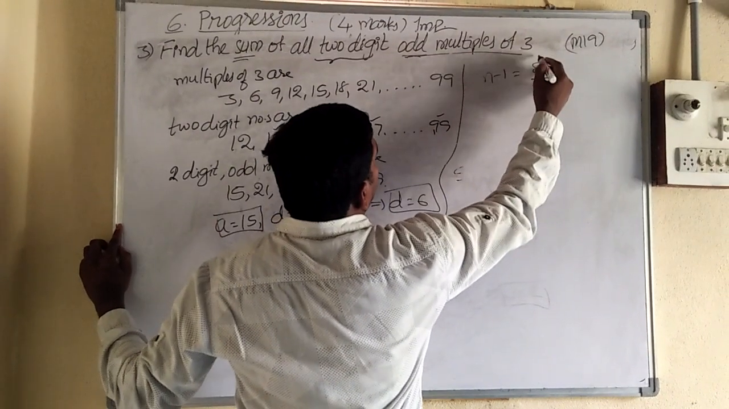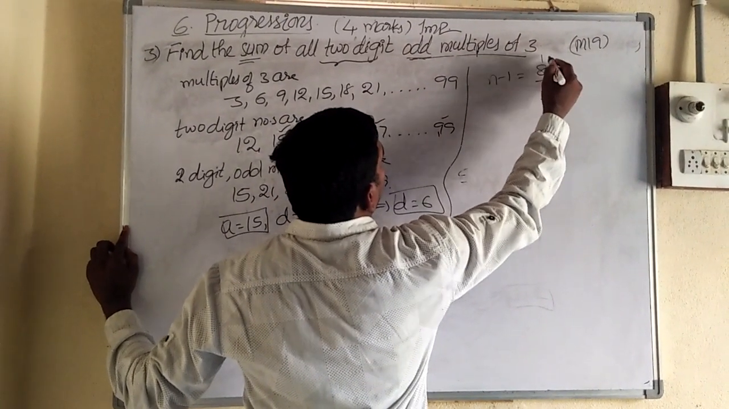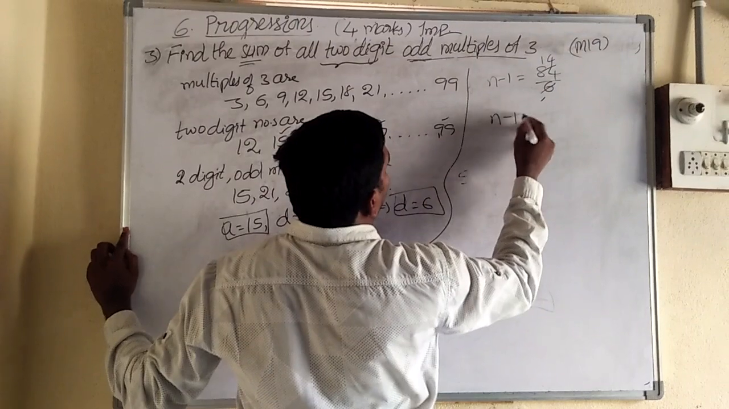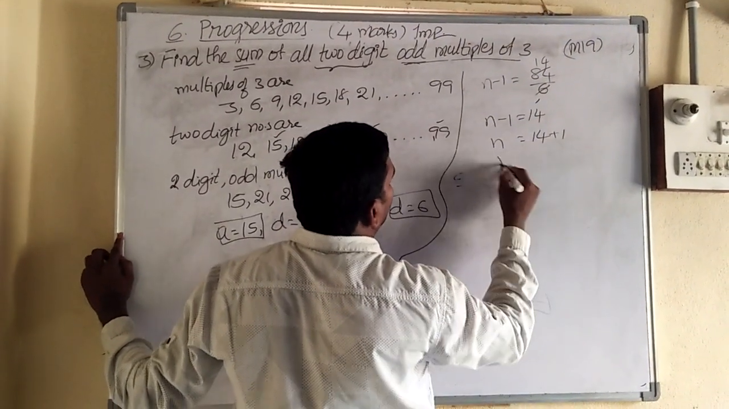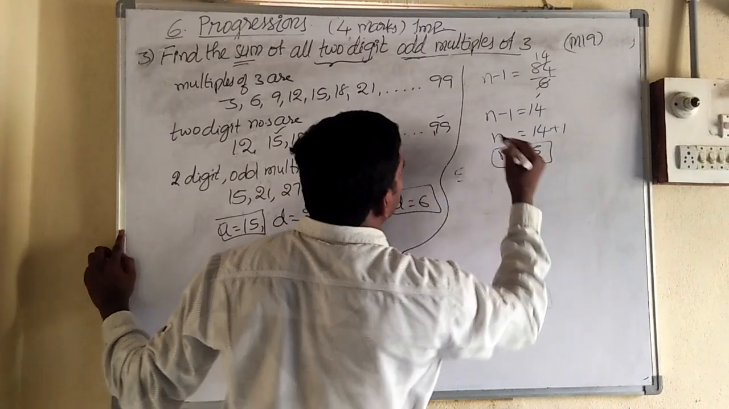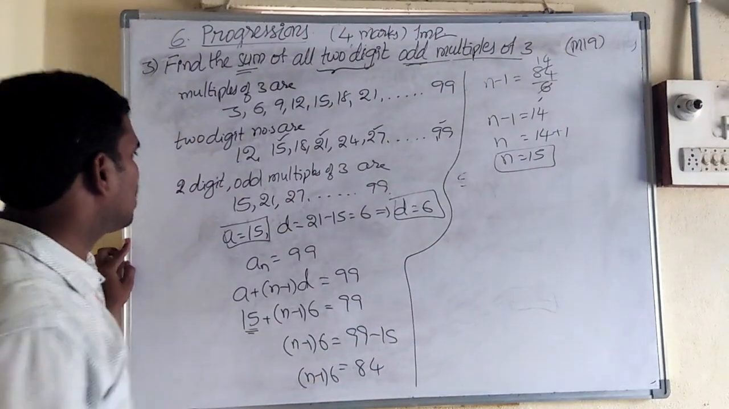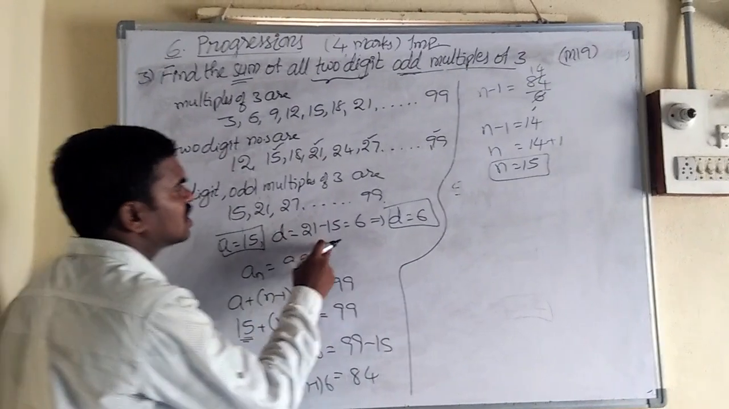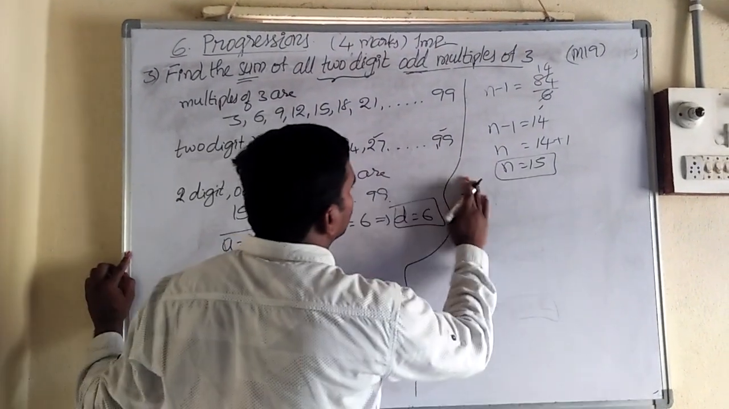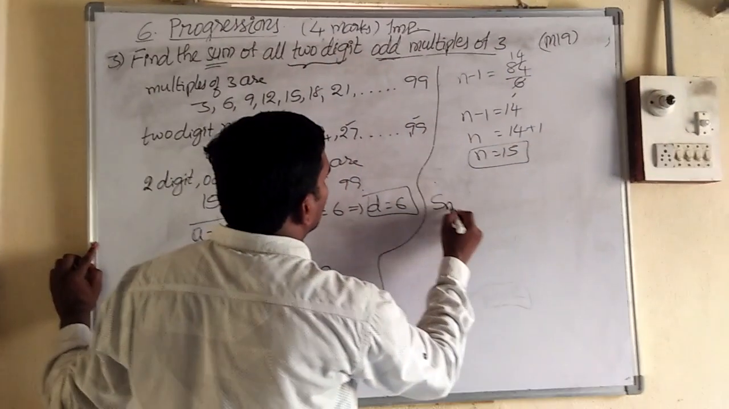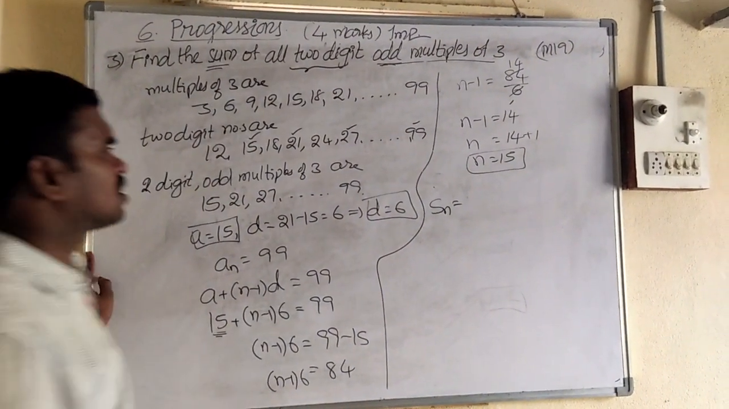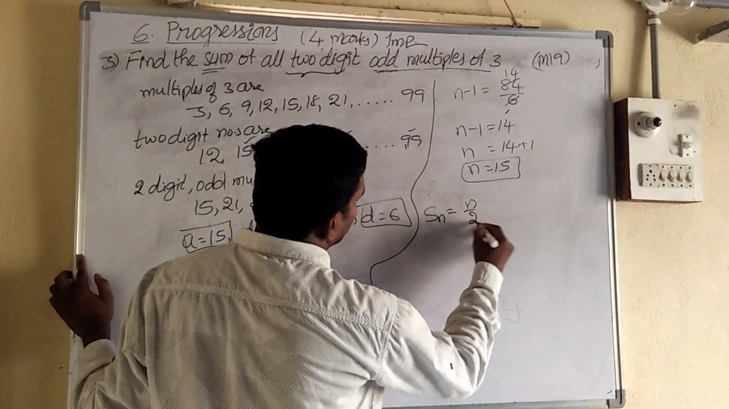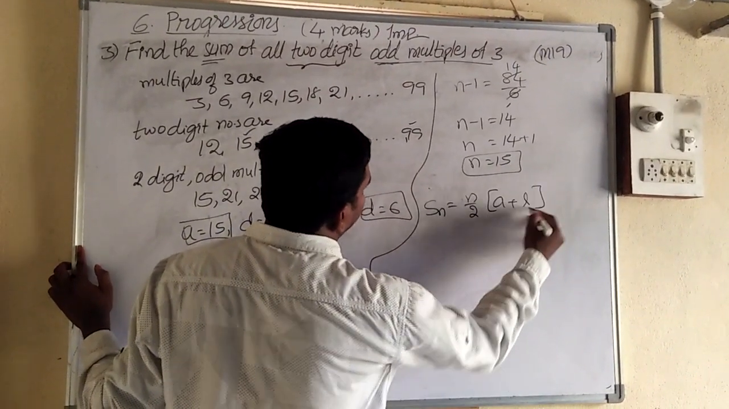Now 6 1s are 6, 6 2s are 12, 6 4s are 24, 6 14s are 84. So n minus 1 equal to 14. Minus 1 sent to the right side becomes plus 1, n equal to 15. So we got all the values: the first term, common difference, last term, and n value. So for Sn we have two formulas, any one we can use. I am going to use simply n by 2 into a plus l.